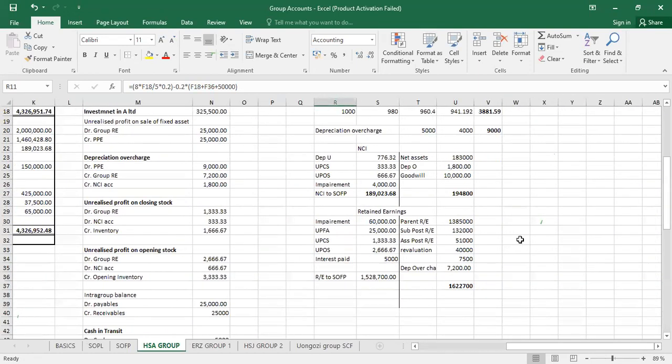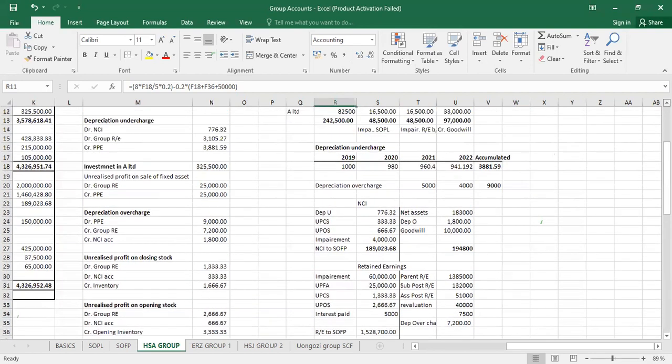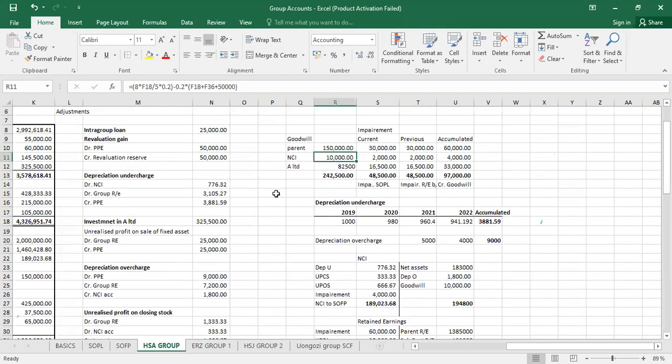So yes, you find now the NCI of goodwill is 10. The good thing of Excel is it is automatic. By the way, this is it, isn't it? Because also when we were doing it that way, the goodwill of NCI was above the parent. I told you it cannot be above, isn't it? Because we had forgotten to list this one.